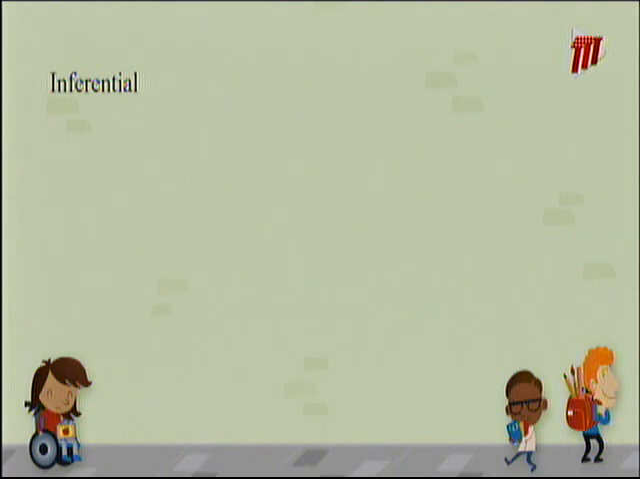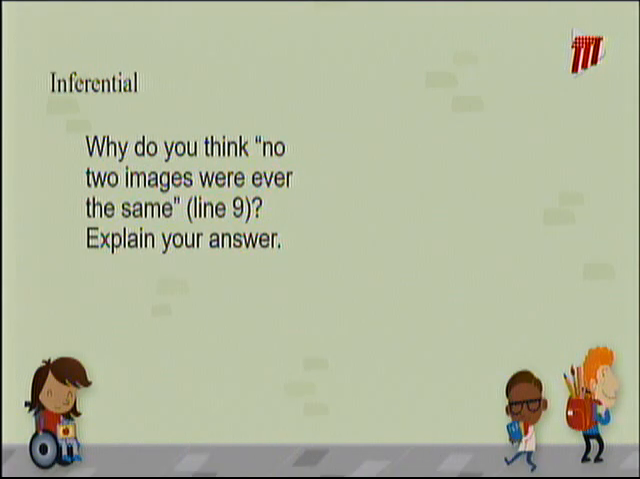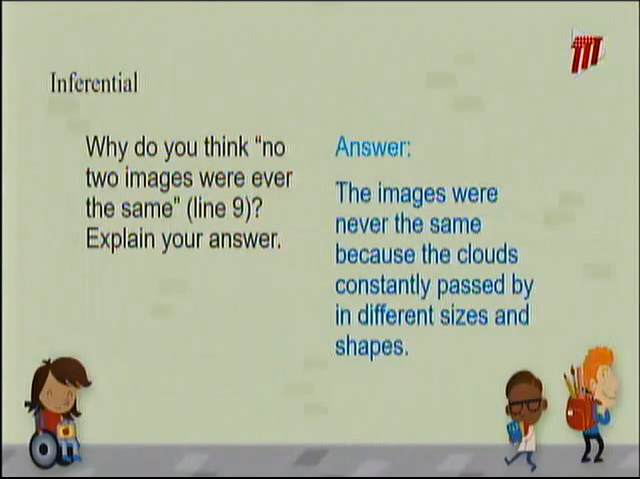Let's look at an inferential question. Why do you think no two images were ever the same? Explain your answer. Remember, to answer this question, you need to make connections between things that you would have experienced as well as what is written in the poem. I'm sure that you would have gotten your answer by now, and the answer to this question is the images were never the same because the clouds constantly pass by in different shapes and sizes, similar to how the scenes in a movie would change.